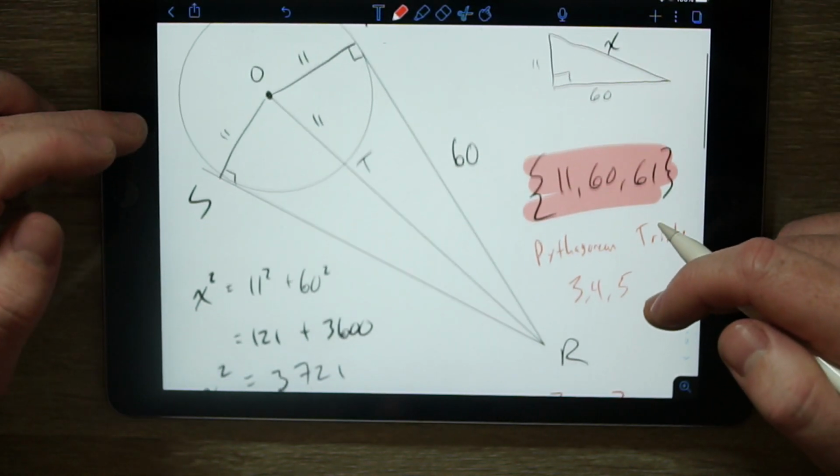And there's some really long lists out there of some ones that you can memorize. I would definitely say that there are a few worth memorizing. 3, 4, 5 is definitely one of them. And the reason I say that is because 6, 8, 10 is another one. Do you notice a pattern between 6, 8, 10 and 3, 4, 5? Yeah. It's just twice the smaller one, right?